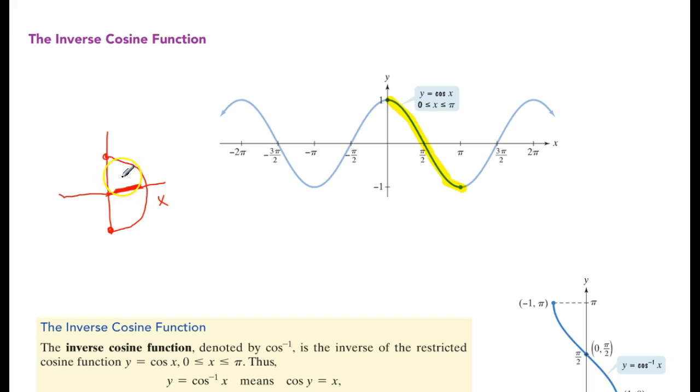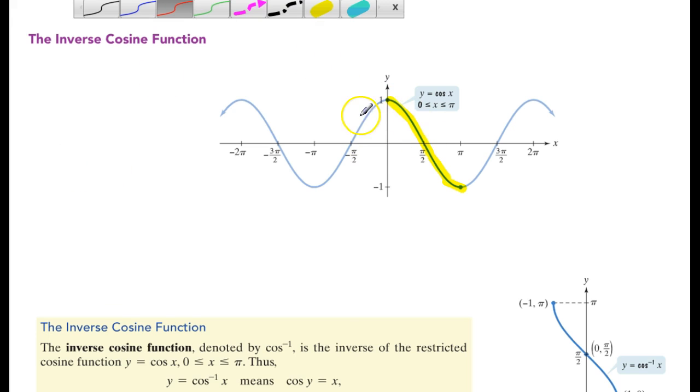Right? Because we're to the left side of the y-axis. Remember that sine and cosine are defined on the unit circle. So I don't have any negative values. I can't get to negative 1 between negative pi over 2 and positive pi over 2. So to get to the negative outputs, I have to go beyond negative pi over 2 or beyond positive pi over 2.